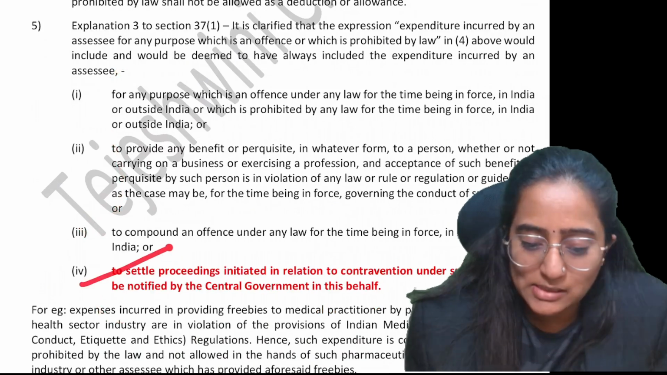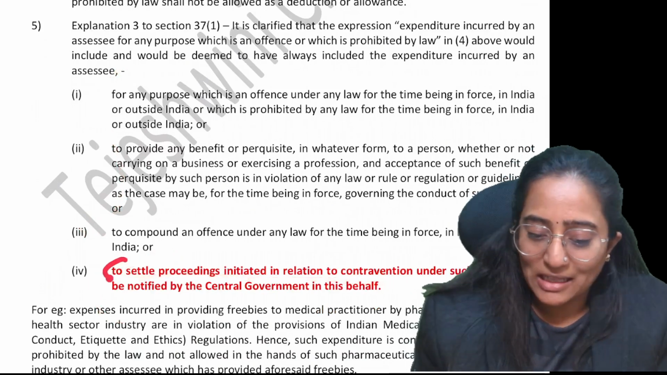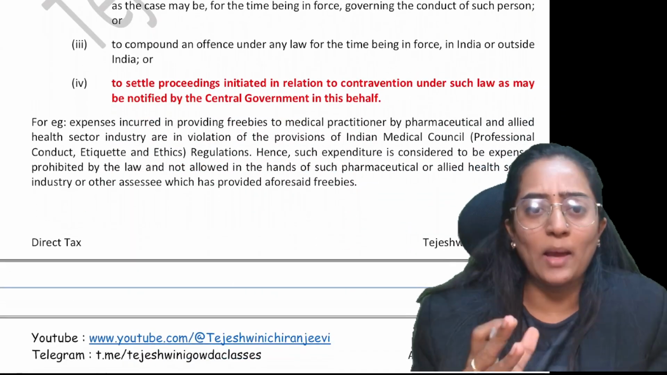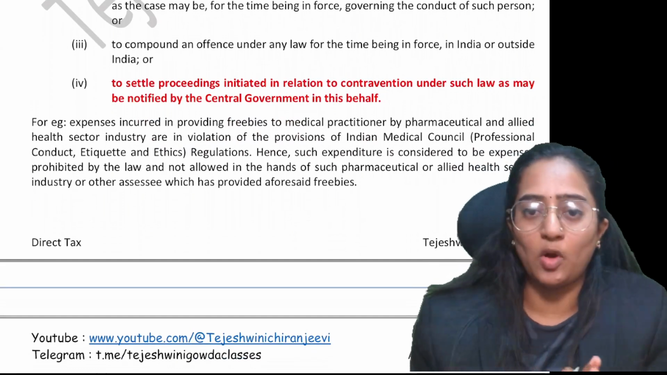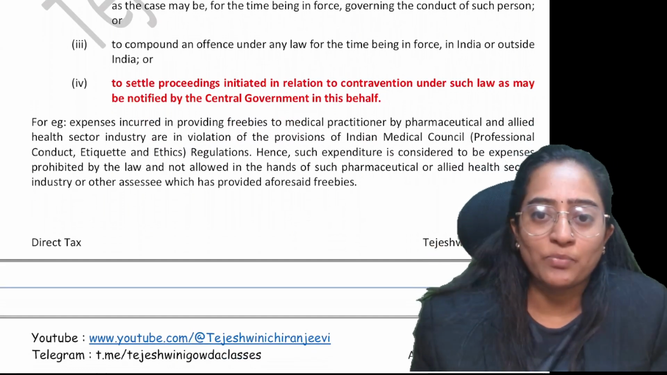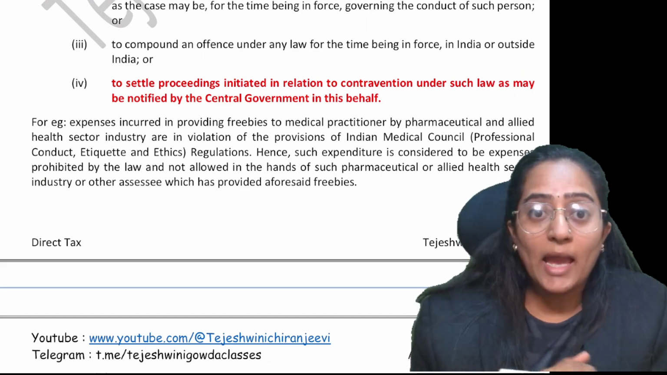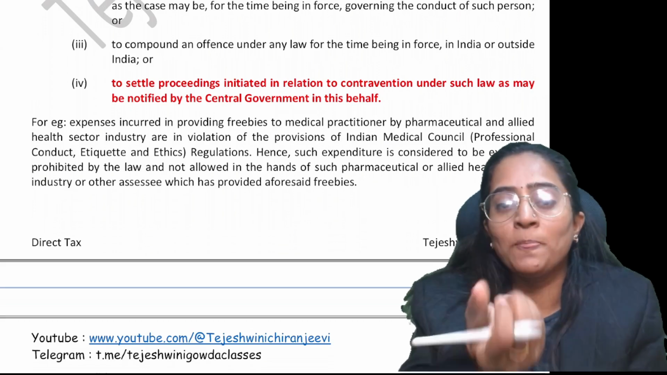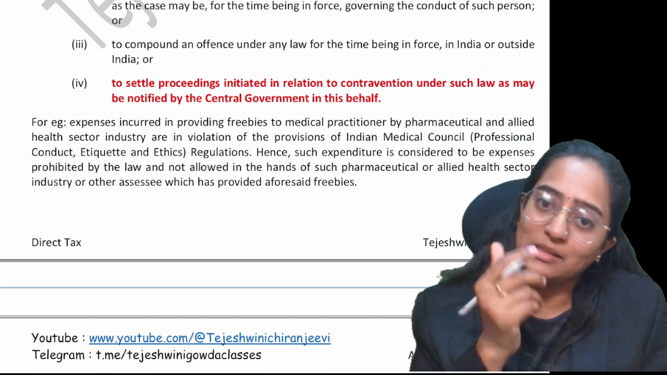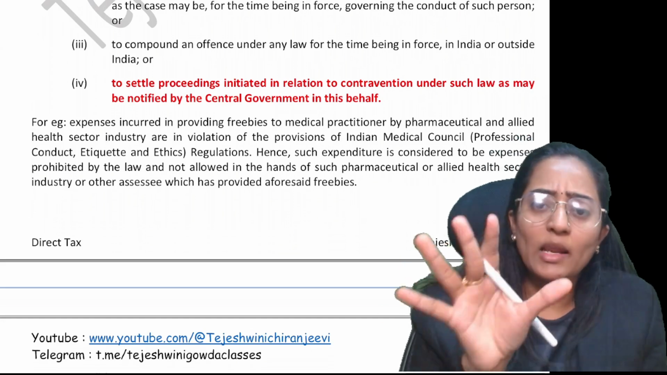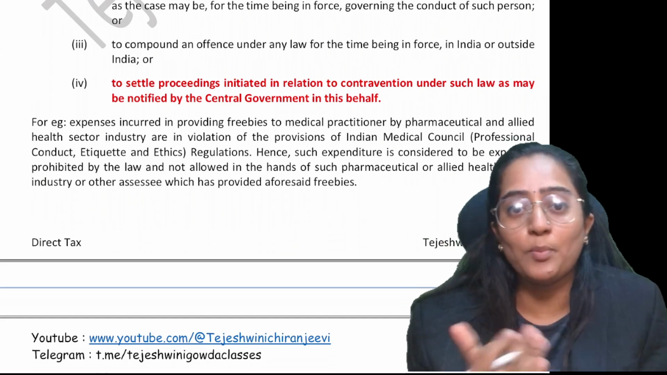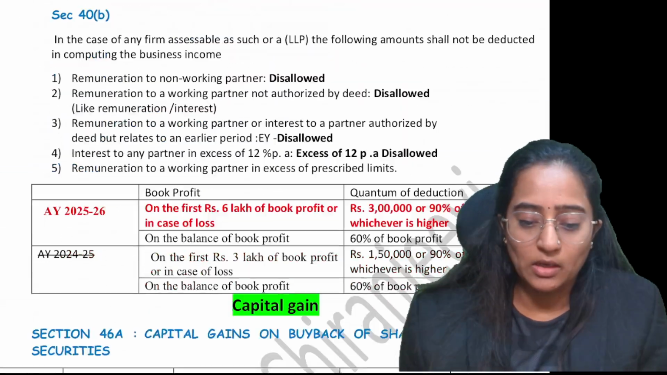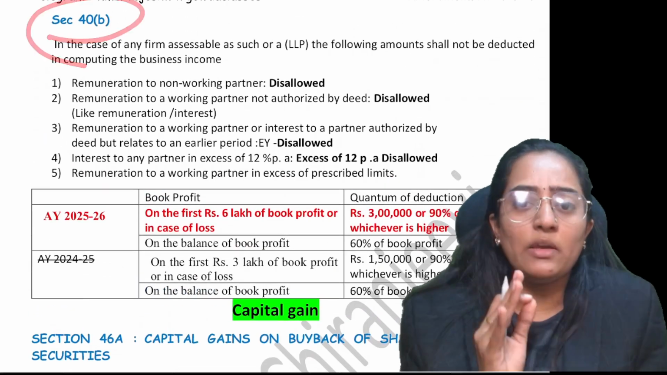And one point is extra included here to settle the proceedings which is initiated with respect to contravention under law. See, basically you have contravened certain provisions as per some law, not only income tax, any law for that matter. Some law you have contravened, and in order to make it right, you are making some payment. No, it is not in terms of penalty, but you are paying that amount because you contravened certain provisions. Even that will not be allowed under income tax as deduction. That is what this point means. Clear? Done.